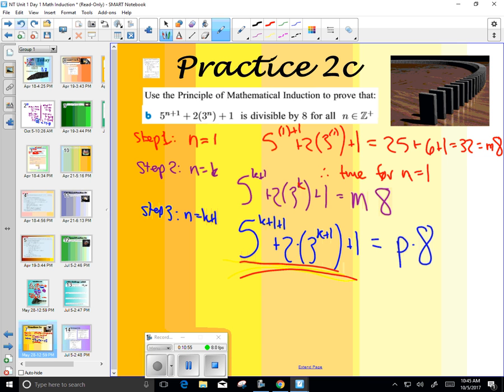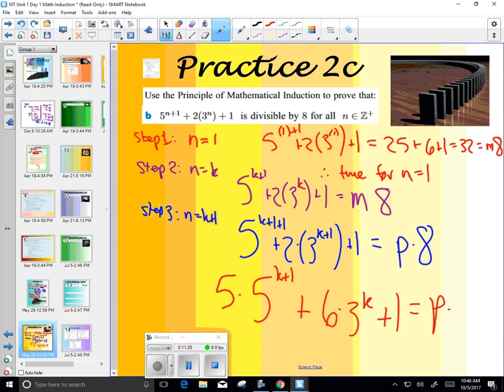So here's what I'm going to do. I'm going to rewrite this first, and then we'll deal with the substitution later. Rewrite this as how many 5 to the k plus 1s do we have here? Thank you. 5. Good. And how many 3 to the k's do we have here? Yeah, it's 3 to the first times 2 is 6. 3 to the k's. Are you okay with that? P times 8. All right. Now, this thing makes sense to substitute.